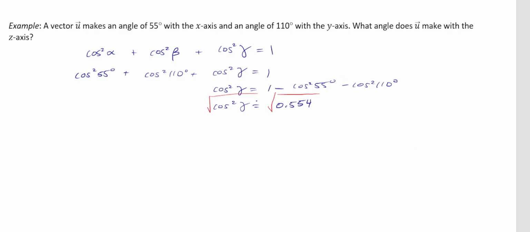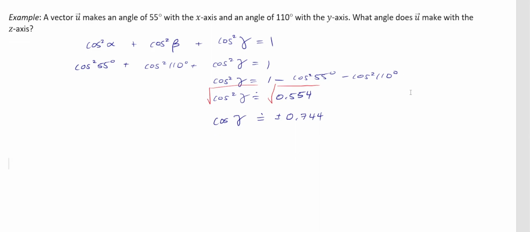Recall, if I have a square root, the index is even, so I need to be thinking about taking the plus or minus of my resulting value. So cosine gamma is equal to plus or minus 0.744.